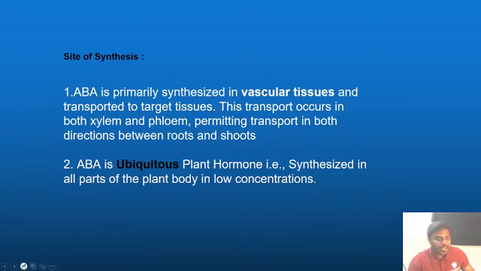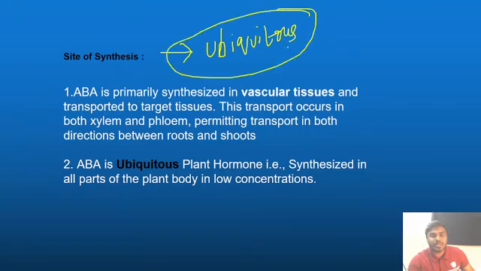So friends, whenever you are reading abscisic acid, I want you to remember abscisic acid is the ubiquitous plant hormone. Friends, what do you mean by the word ubiquitous plant hormone? It can be synthesized everywhere in the plant body.